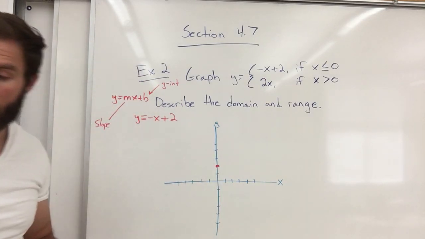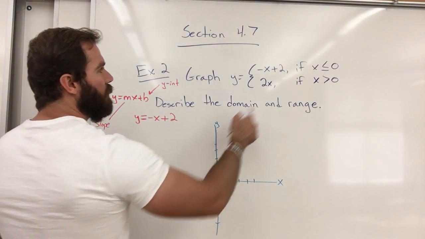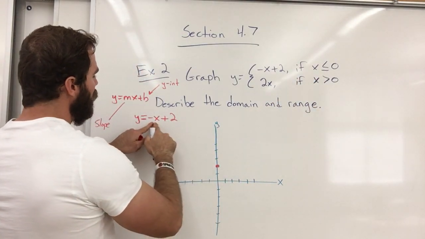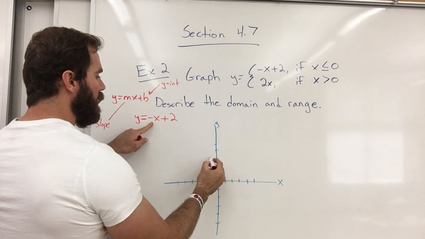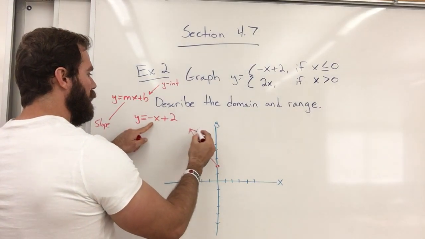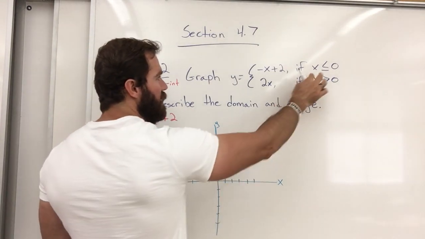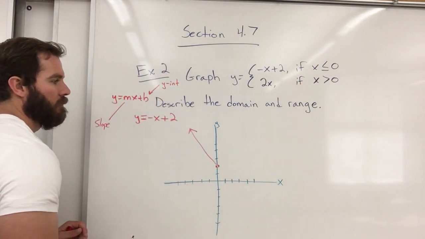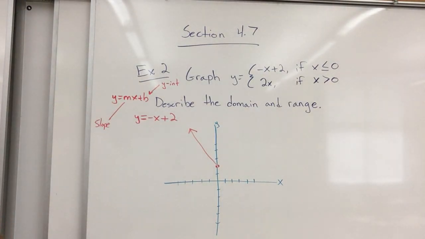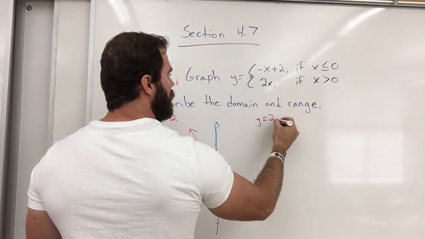A solid dot because it says that it's equal to it, and less than. So let's use our slope of going up 1 and over 1, up 1 over 1, and that line is this equation limited to this domain. And then for the next one, for our next one, we have y equals 2x.